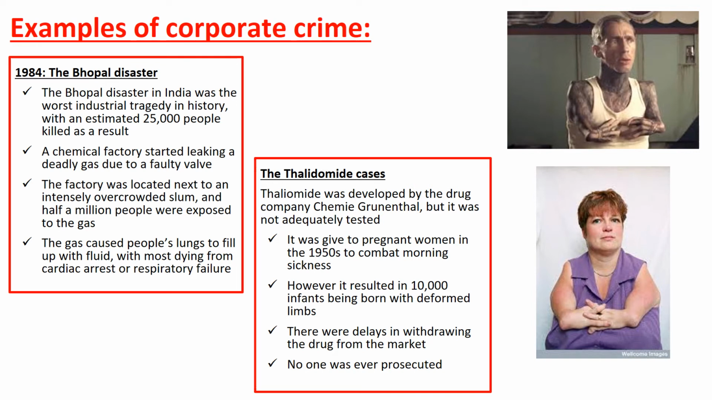We also have the thalidomide cases. Now, thalidomide was a drug developed by the company Chemie Grünenthal, but it was not adequately tested. It was given to pregnant women in the 1950s to combat morning sickness. However, it resulted in 10,000 infants being born with deformed limbs. There were delays in withdrawing the drug from the market, and eventually no one was ever prosecuted after investigations.